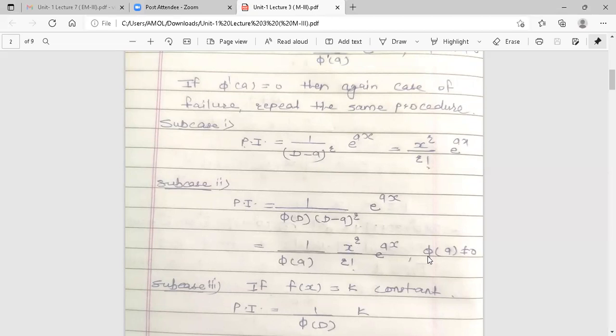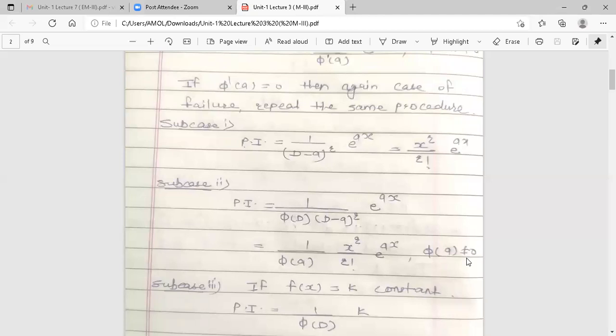And the condition is that psi of a must be non-zero. After replacing D by a here for psi of D, your denominator must be non-zero. That is the condition. If it is 0, then it is the case of failure, and you know how to find the PI.